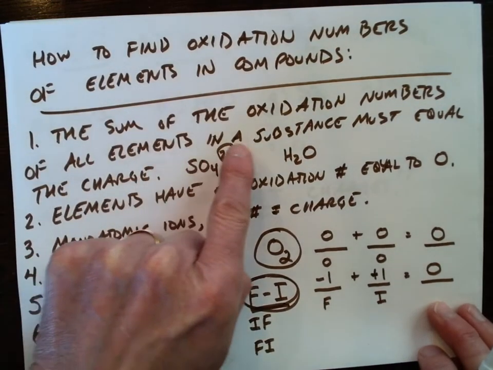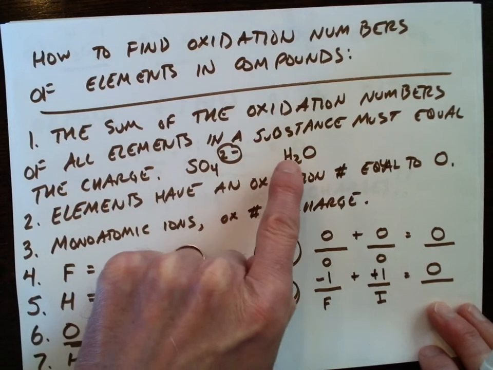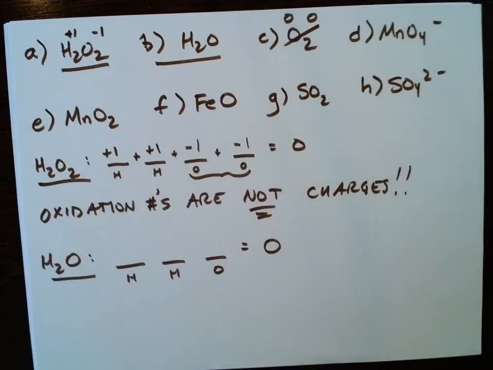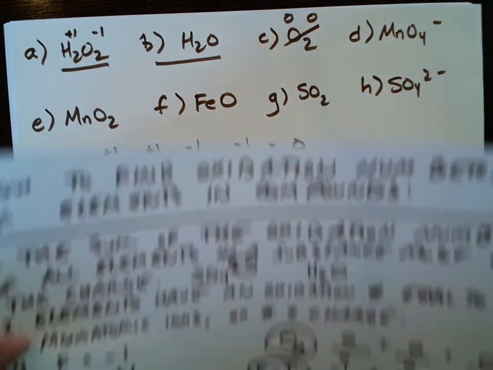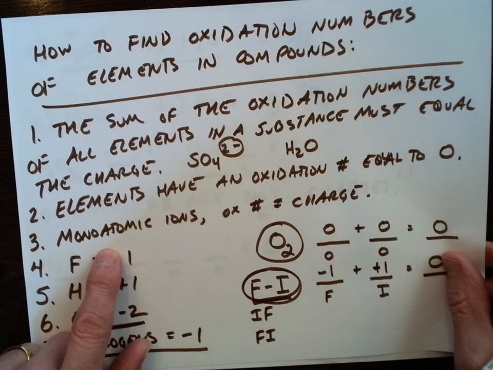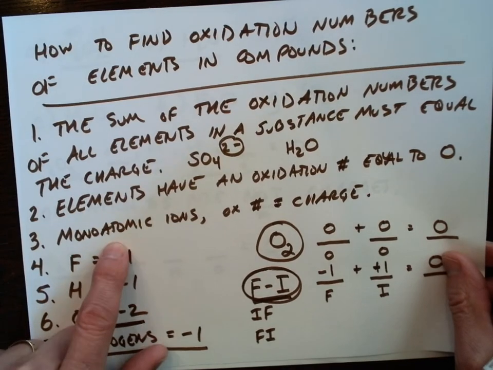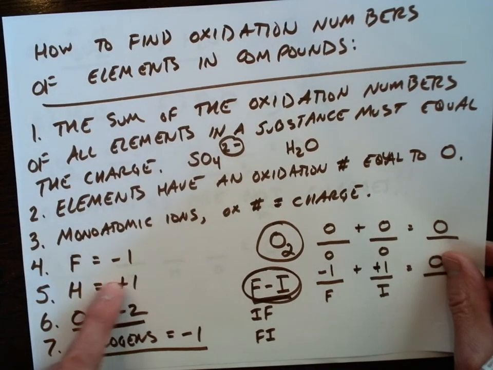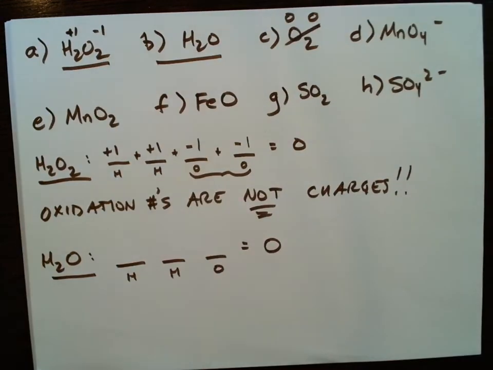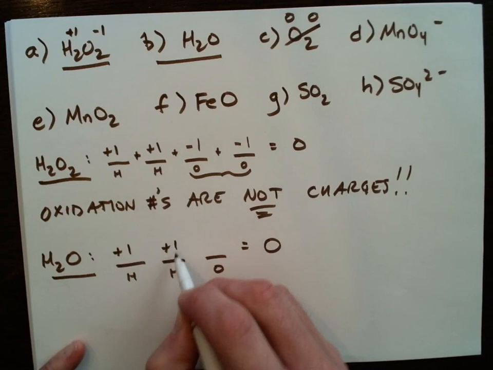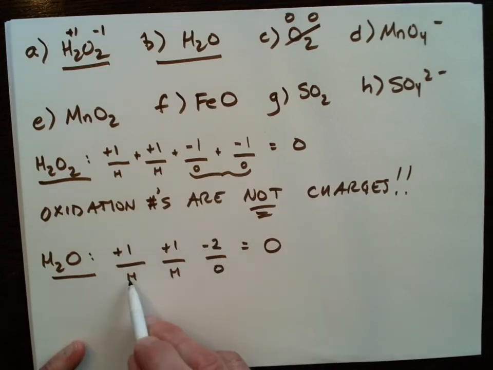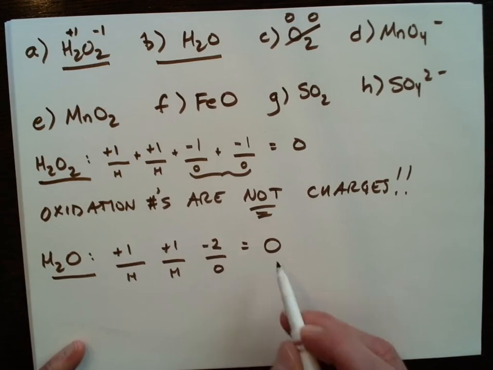The sum of the oxidation numbers of all elements in a substance has to equal the charge. In this case, the charge is 0. Water's uncharged. Water's not an element, so we're not going to even look at this rule. Water's not a monoatomic ion, so we're not going to even worry about this. Water does not contain fluorine, so we're not going to worry about this. But water has hydrogen, so I'm going to give a +1 to each hydrogen, and my oxygen gets a -2 then. 1 plus 1 minus 2 is 0.